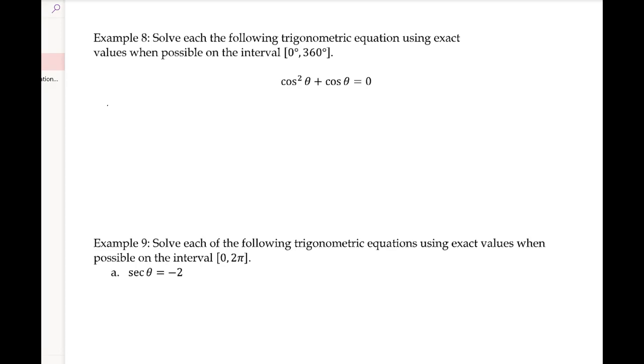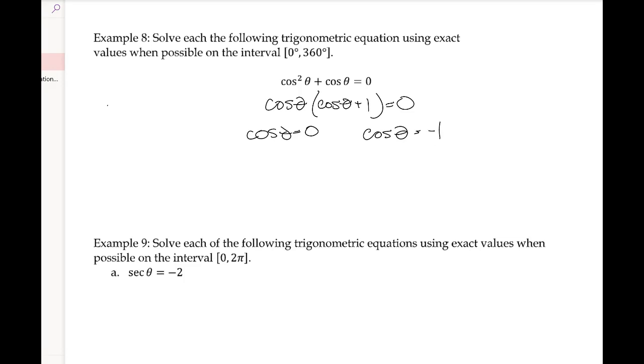But if I don't use substitution, I look for what's in common. And I notice that there's a cos squared and a cos, which means that both terms involve cos theta. So I'm going to factor that out. And I'm left with cos theta plus 1 equals 0, which means our options become either cos theta equals 0 or cos theta equals -1.